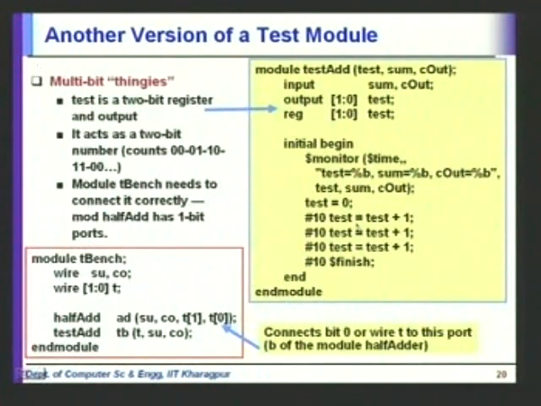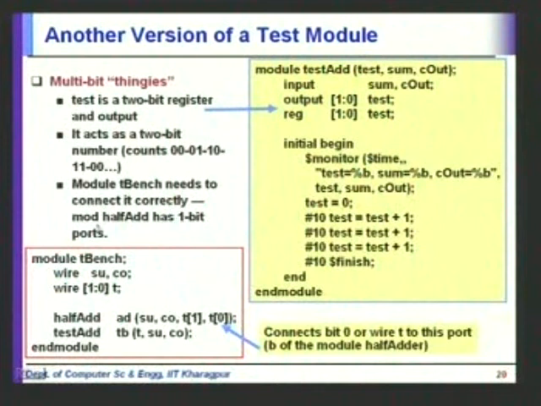So where were we? Here. Okay. Now you can also have multi-bit things, like you see this output here is multiple bits. So 1:0, so it's a 2-bit output. This is a 2-bit register. Now it acts as a 2-bit number, so you can count 00, 01, 10, 11, any of these values it can take. Module tbench needs to connect it correctly.